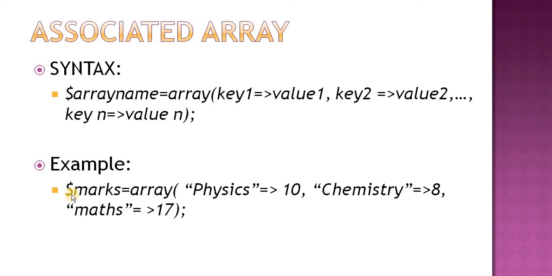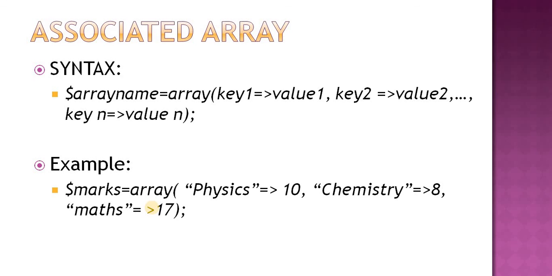Example for this, $marks. So marks is name of the array equal to array function name. Physics. Now here our key is going to be physics, value is going to be 10. And we have used the symbol in between to associate key and value together. Comma, key, that is chemistry, equal to angle bracket 8, that is the value. Okay, like this you can write as many elements that you need.